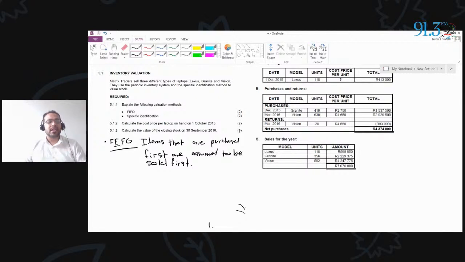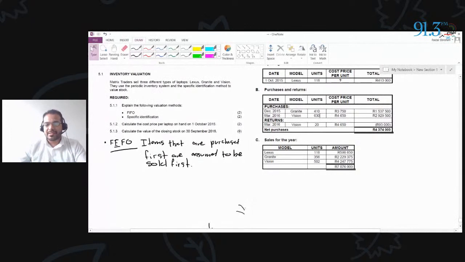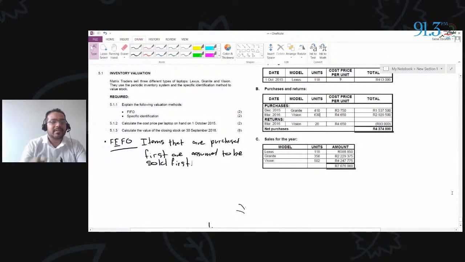Now, specific identification is more used on high value items, such as cars, watches, laptops, motorbikes, etc. Stuff that has a high value. Jewelry, rings, whatever, or cell phones, whatever is a high value item. So you will associate the specific product's cost to the actual price that you've purchased it for. So let's see what we can say here.